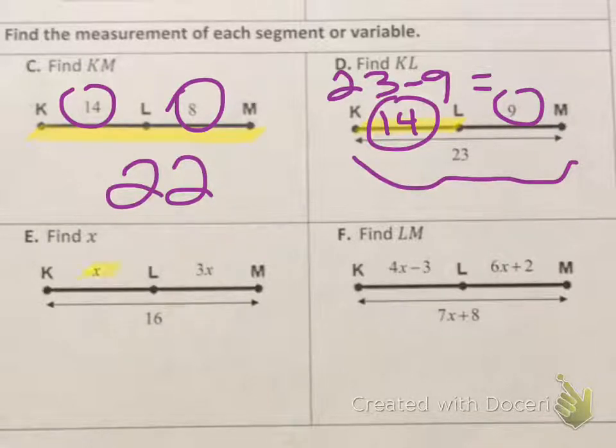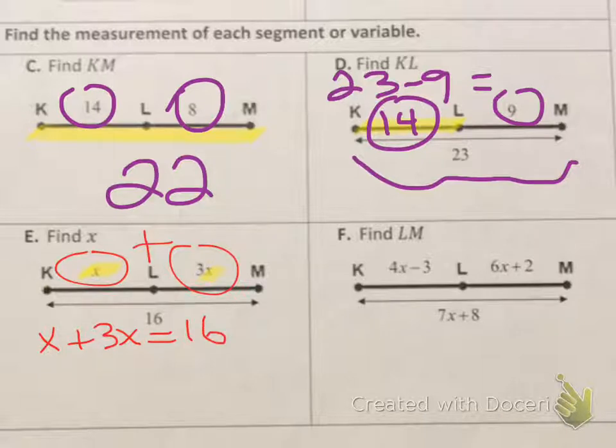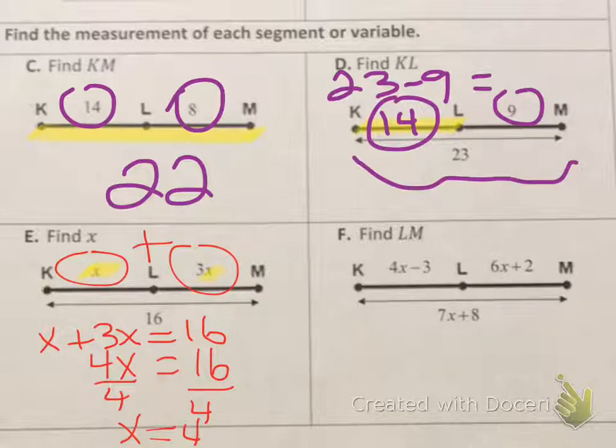This one says find the value of X. We have a couple of X values there. But I do know that this line segment plus this line segment equals the big one. So I can go X plus 3X equals 16 and then just solve this equation. X plus 3X is 4X. Divide both sides by 4. And I get X equals 4 because 16 divided by 4 is 4. So X equals 4 is my solution there.